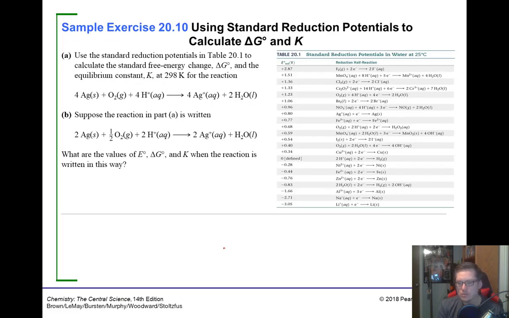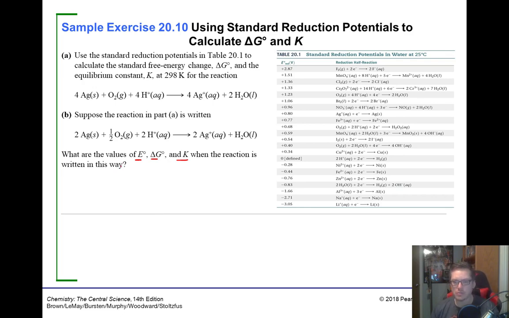All right, so let's do a practice problem here. It says use the standard reduction potentials to calculate the standard free energy change and the equilibrium constant for this reaction. So we've got silver plus oxygen, hydrogen yields silver and water. So this is a redox reaction. And then part B says suppose the reaction in part A is written as this. What are the new values of E, delta G, and K?